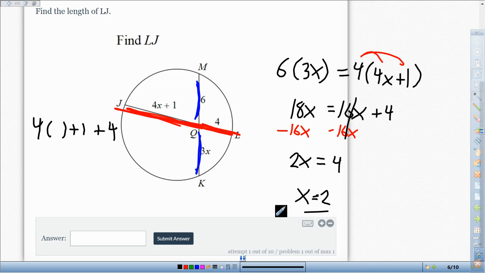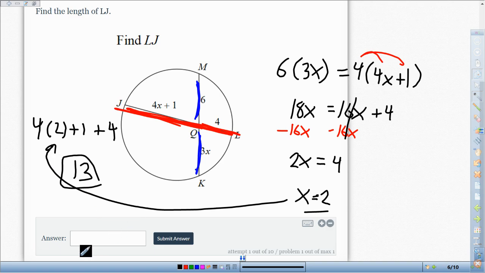All right, and x is 2. So we're going to plug that in right there. Okay, so it looks like we got 8 plus 1 plus 4. Looks like the length of this thing is 13.